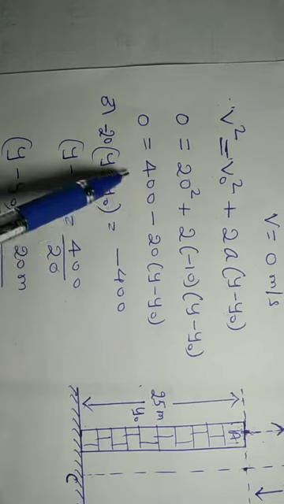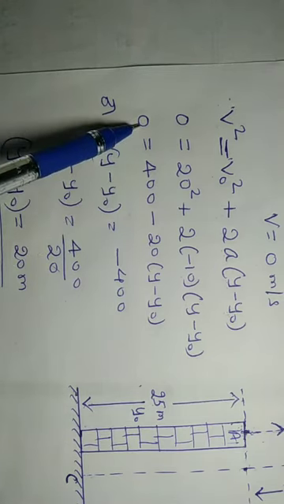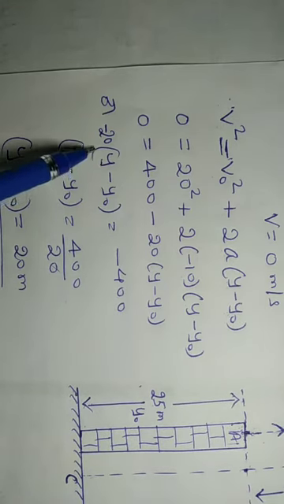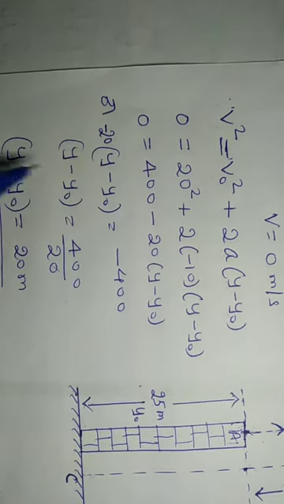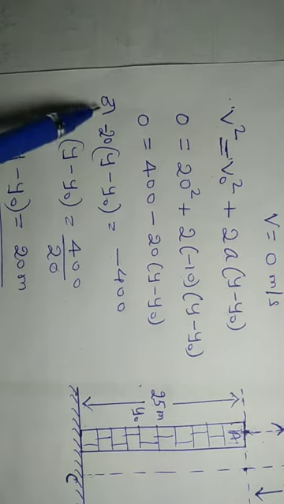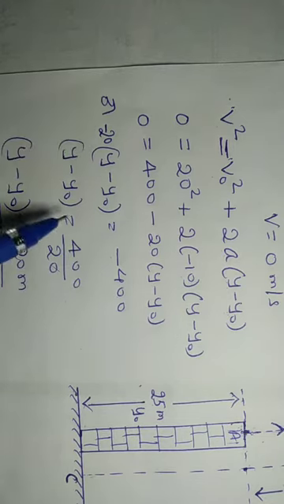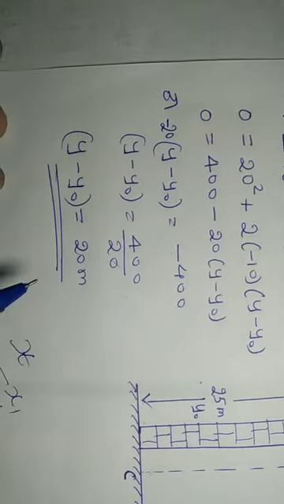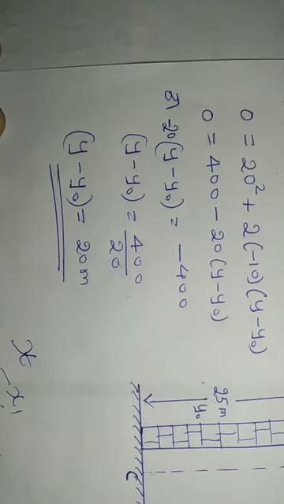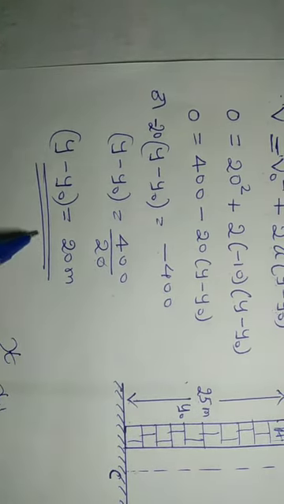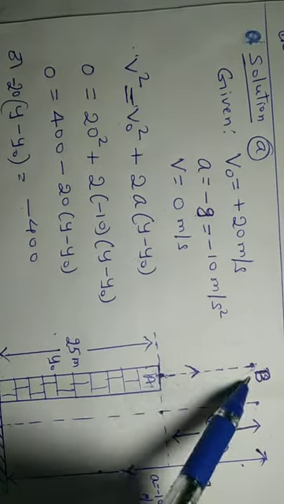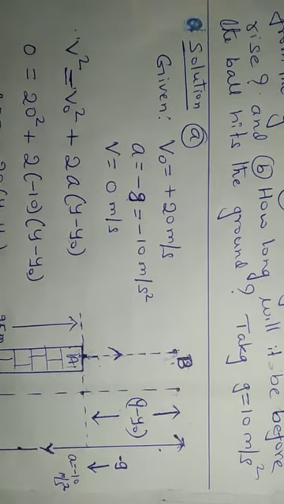Now bring 400 to the left hand side. You will get minus 400, and the remaining is minus 20 into y minus y naught. Both sides have negative terms, therefore you can cancel and get positive values. Therefore y minus y naught equals 400 by 20, so y minus y naught equals 20 meter. This is the solution for question A: how high the ball will rise.